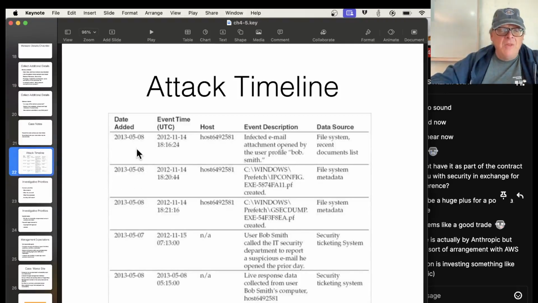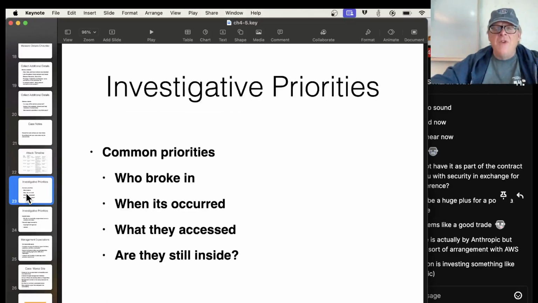And so you'll have a timeline. Here's an infected email attachment was opened by somebody at this time. Then this created some metadata. Looks like a prefetch folder as something was launched. Then another one. Then Bob called the IT security department to report a suspicious email he opened the prior day. That was the next day. Then they collected live response data. So, this is what happened. A timeline you keep track of.